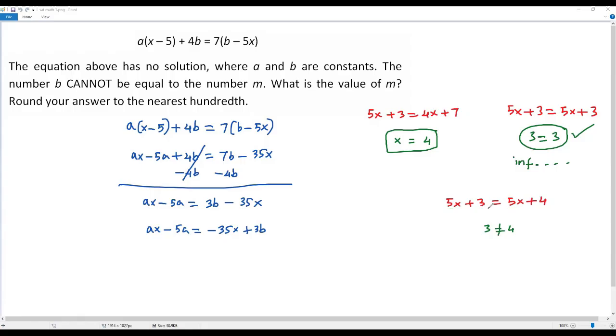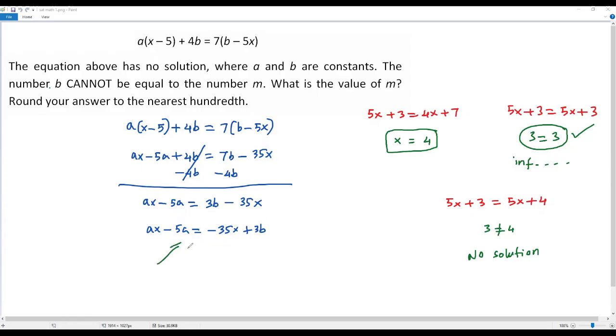But the constant term on the left side and the constant term on the right side are not equal. In this case, for this equation, no solution. Okay, now let's consider the information we have over here. The equation above has no solution. That is, the given equation over here has no solution. Actually, we have simplified the given equation and we got the equation over here.